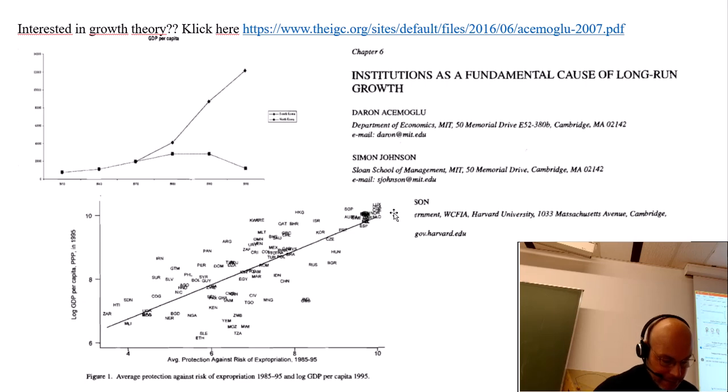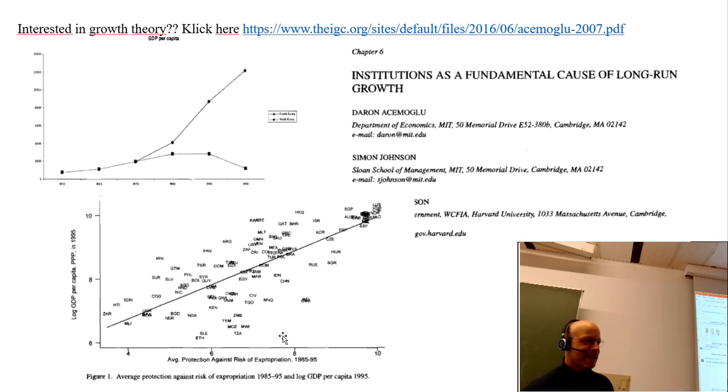And here is what they did in their regressions. They looked at almost every country in the world. On the vertical axis is GDP per capita, and on the horizontal axis is protection against risk of expropriation. Well, what does it mean? Risk of expropriation: you own your own property. You have property rights. This is my house, and nobody can just come to you and say, well, it's not your house anymore, because then you have rights.